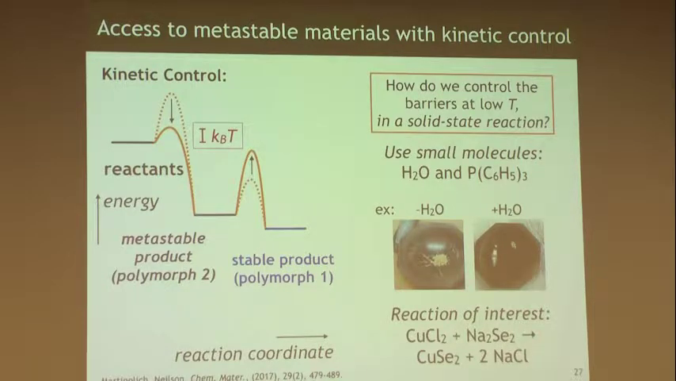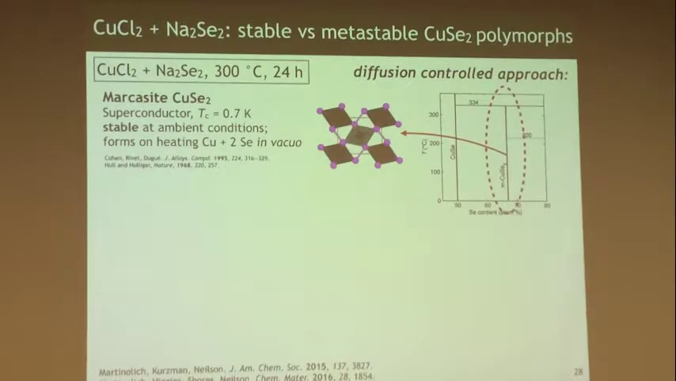And so I'll show you some results on a similar type of reaction, but with copper and selenium rather than iron and sulfur. If you take copper chloride and sodium selenide, heat them at 300 degrees Celsius for 24 hours, you get this polymorph of CuSe2, marcasite. Happens to be a superconductor. Its transition temperature is at a whopping 0.7 Kelvin.